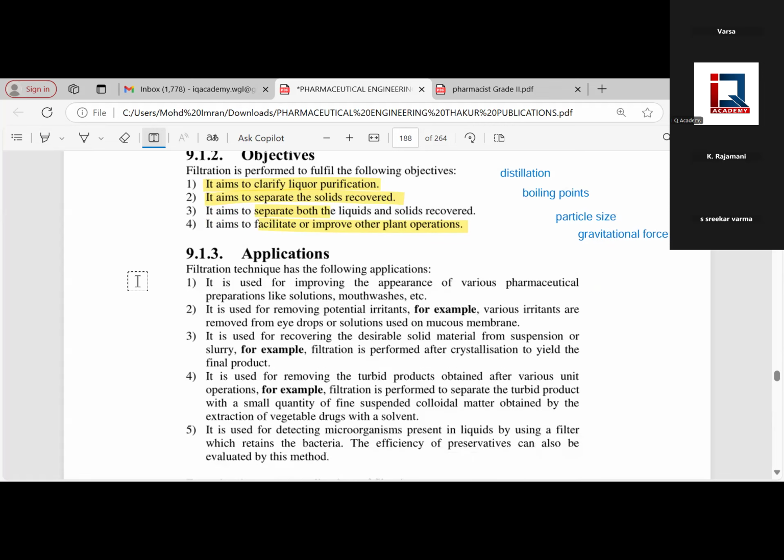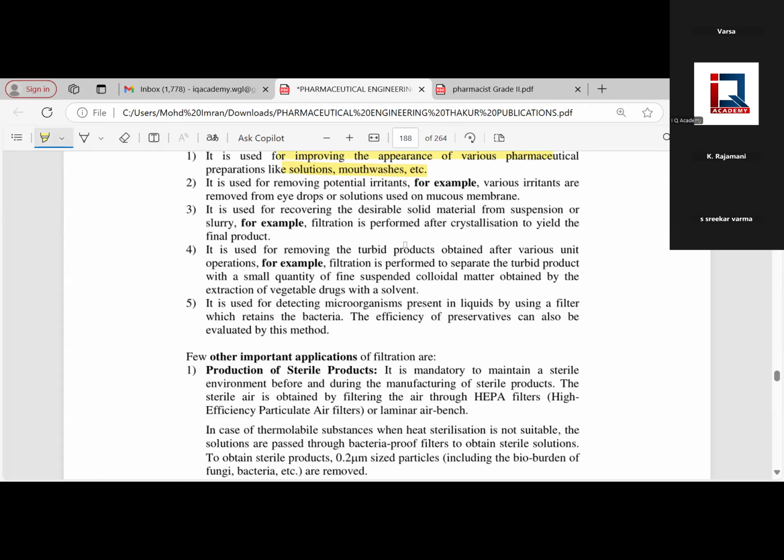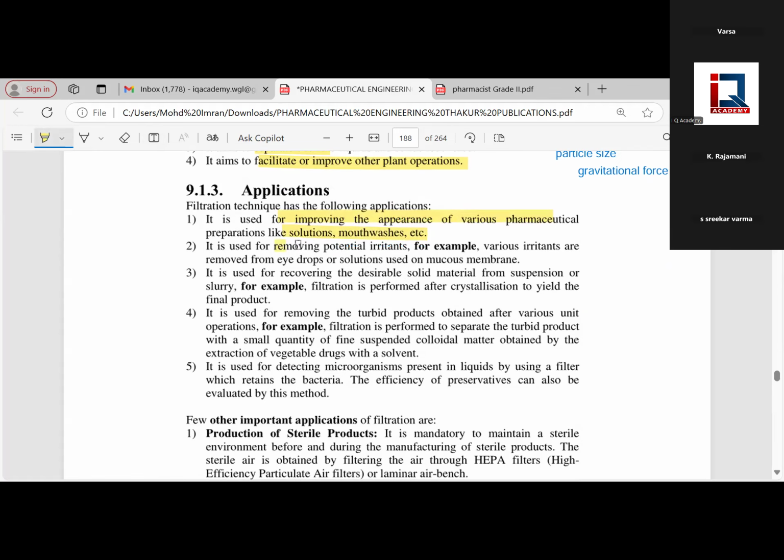So yeah, next, the applications, very fast we will go through them. Appearance of various pharmaceutical preparations like solutions, mouthwashes, etc. To improve the appearance, we will go for filtration. Next is removing potential irritants, especially when you are preparing eye drops. Very, very important in the preparation of eye drops are two things only. One, preparing it sterile. Number two, preparing it free from particles which can cause irritation to the cornea, which can bring scratches to your cornea.